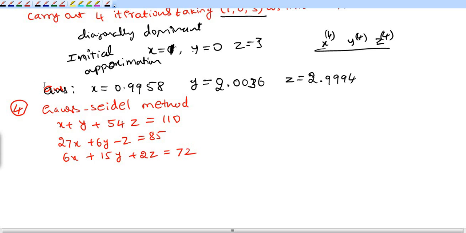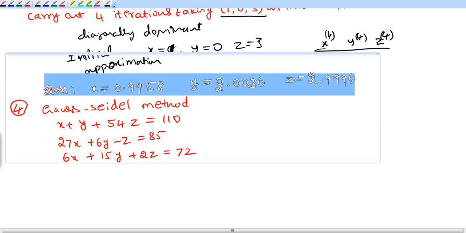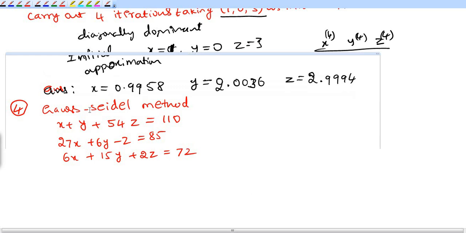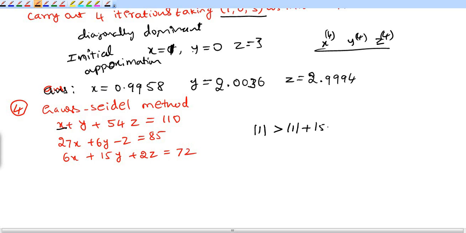For this question you will get the answer x, y, z as this, that you can verify. Then see the fourth question, solve by Gauss-Seidel method. Three equations are given. First you have to check whether it is diagonally dominant. Here the first diagonal element is 1. Is 1 greater than 1 plus 54? This is the modulus of 54. This is not true. It is not greater.